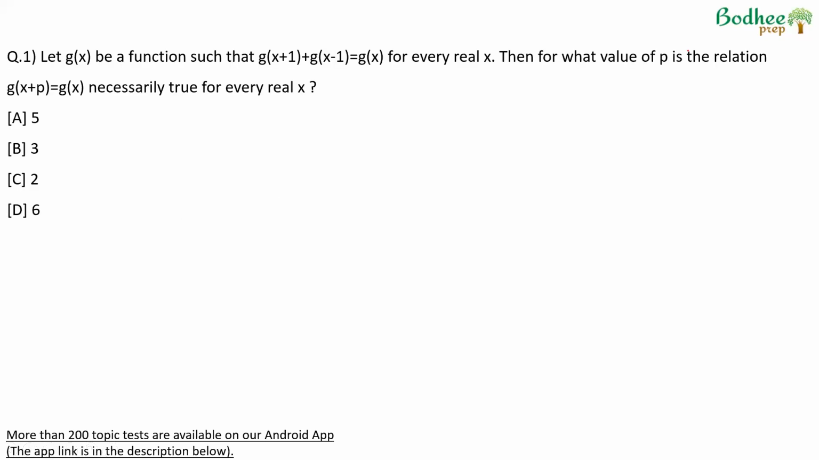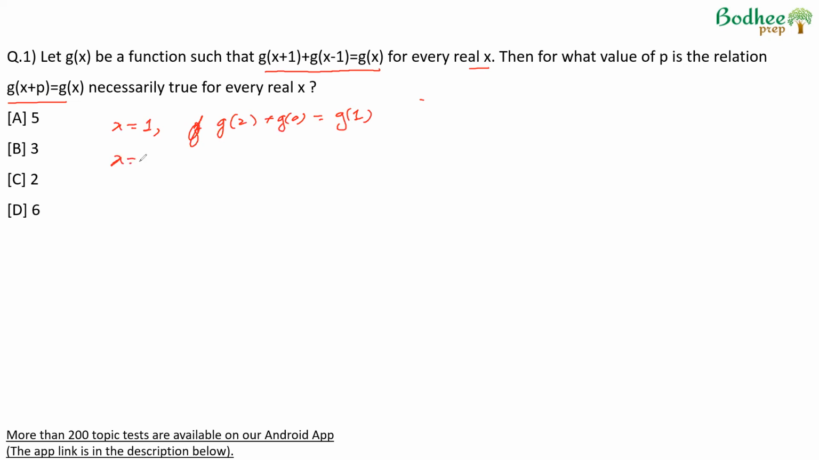If you look at the questions, the first question says, let g(x) be a function such that g(x+1) + g(x-1) = g(x) for all real x. For what value of p is the relation g(x+p) = g(x) necessarily true for every real x? First of all, we will have to eliminate one of the values. So we can put x = 1, which gives us g(2) + g(0) = g(1).